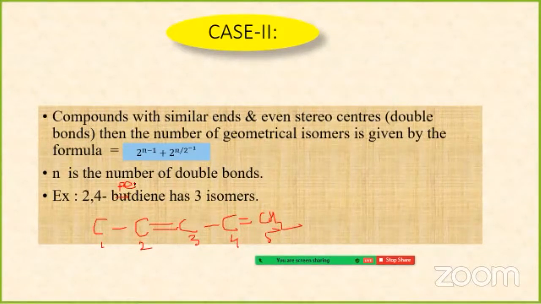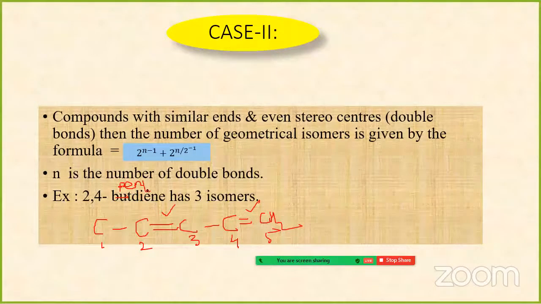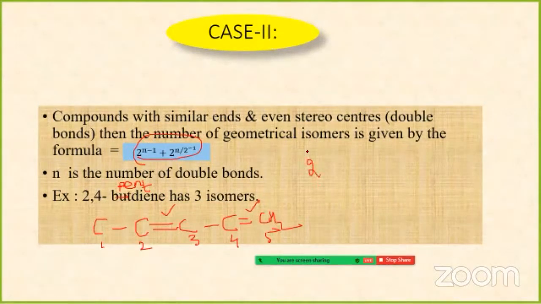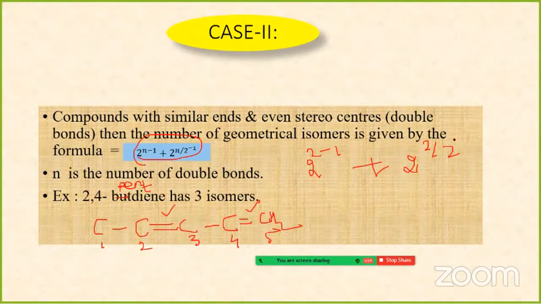So between 4 and 5, I'll get 2 double bonds here. So how many double bonds am I getting here? 2. So substitute n is equal to 2 in this formula. Let us substitute here: 2 to the power of, instead of n, 2 minus 1, plus 2 to the power of n by 2 minus 1, where n is 2. 2 to the power of 2 minus 1 is 2 to the power of 1, that is nothing but 2 only.